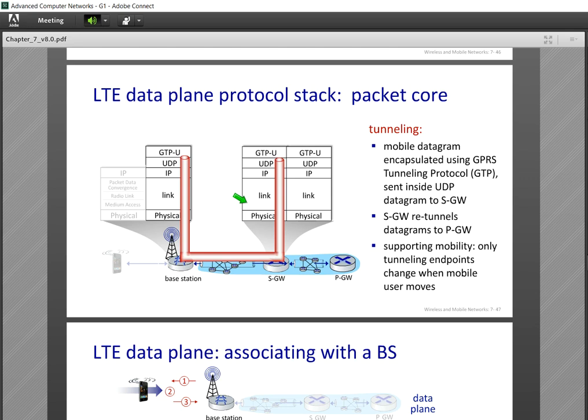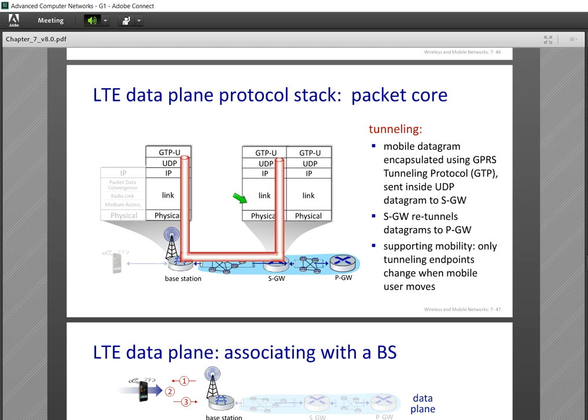To pull out this information, I can make a tunnel. Make a tunnel toward the destination. For example, encapsulating datagrams into the GPRS tunneling protocol, and then sending datagrams toward the S gateway or P gateway. We can use this tunneling technology.